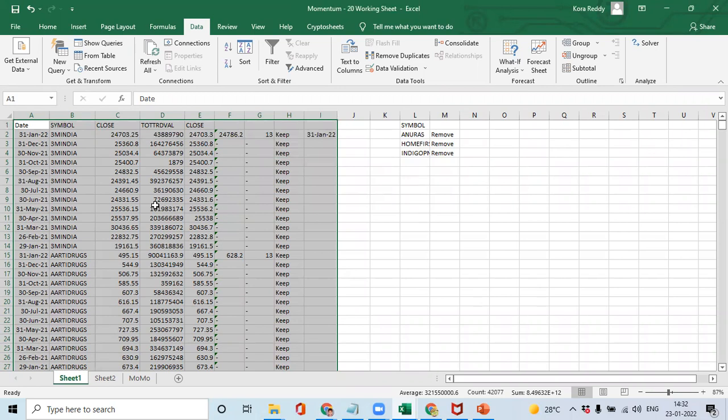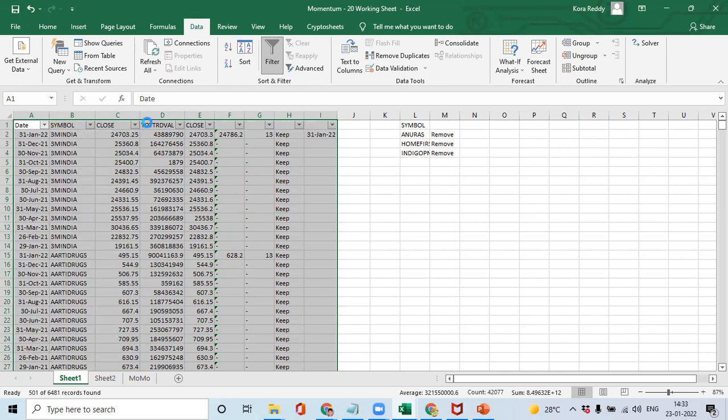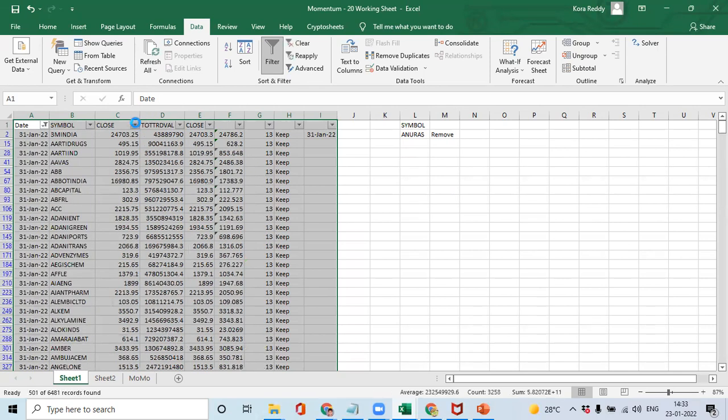Right? So that's why I delete stocks trading less than 20 rupees. I don't regret it if they go on to become multi-bagger, but that's what it is. A rule is a rule. 31st January. Tell me the stocks which are less than 20.